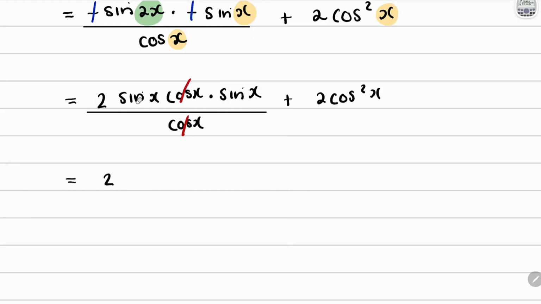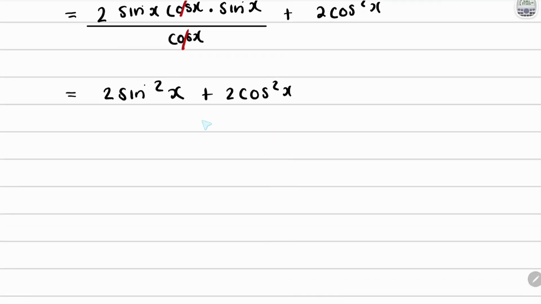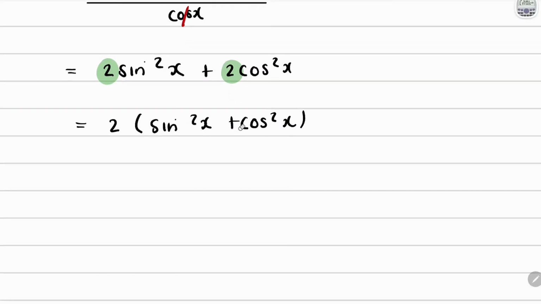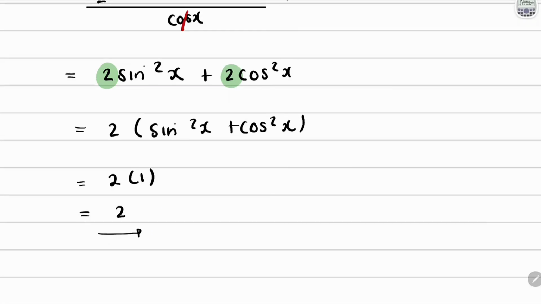So this is now 2 sine x times sine x, which is sine squared x, and there's no denominator now, plus 2 cos squared x. As you can see, this looks like the identity for sine squared x plus cos squared x being equal to 1. The only thing we need to take out is the common factor of 2. So we have 2 times sine squared x plus cos squared x, and we know that gives us 1. So this is equal to 2 times 1, which is equal to 2. And that is our answer.